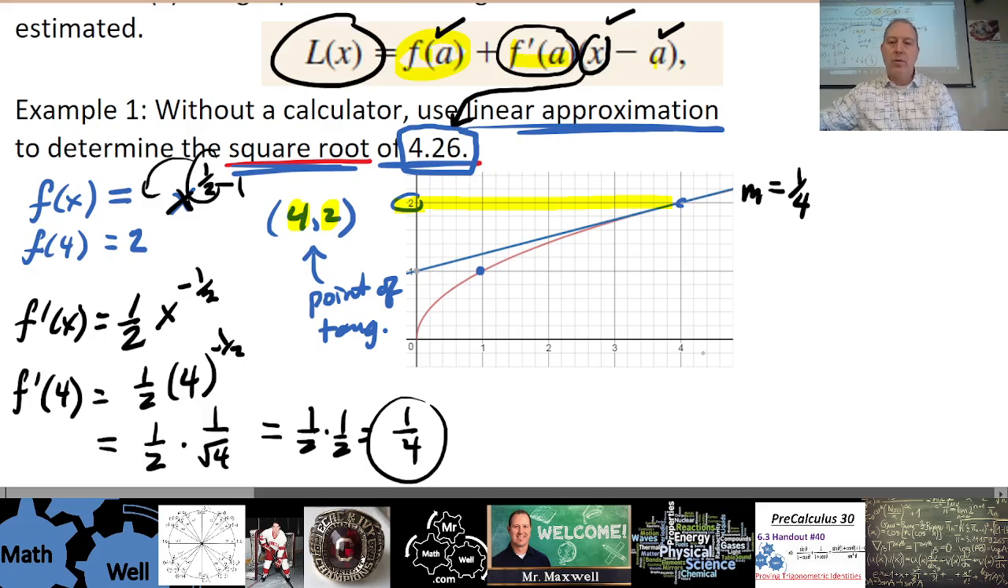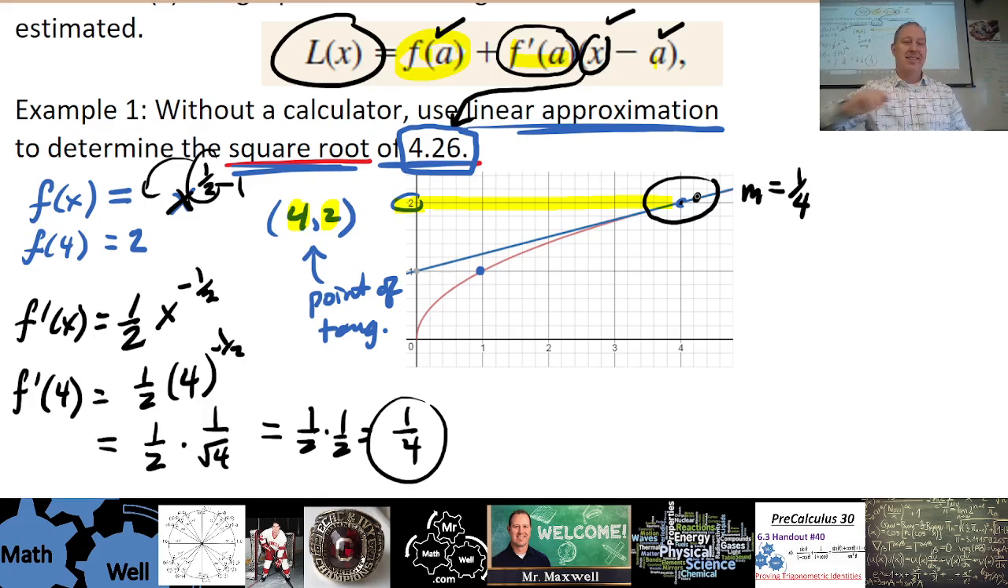Now, again, what we're trying to do, so let's take a look at this graph. This is 1, 2, 3, 4. So there's 5 squares in between each number. So 4.2 is exactly this line right here. So I'm looking for 4.26, which is going to be right here somewhere. So I'm trying to approximate this value right here, which is super close to the point of tangency. And as you can tell just visually, it looks like it's going to be very, very close to the actual value, right? But I'm not using a calculator to find the square root of 4.26, right?